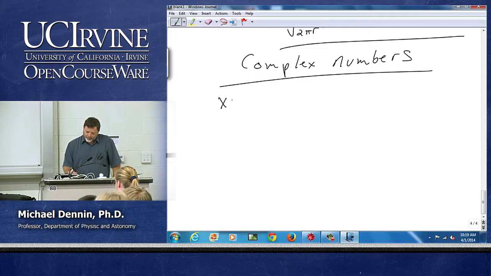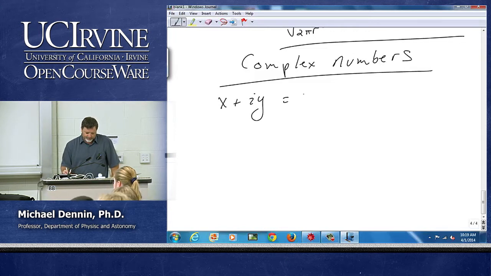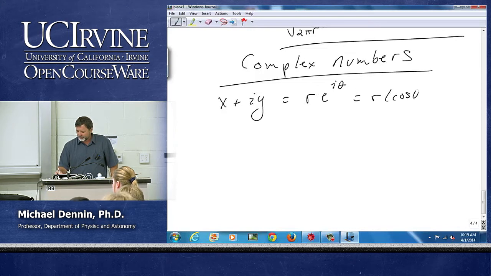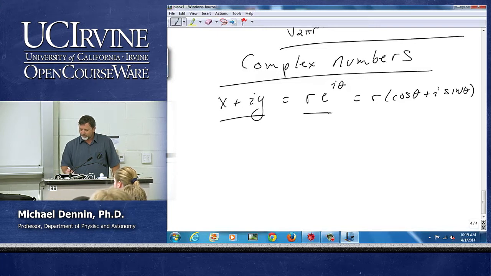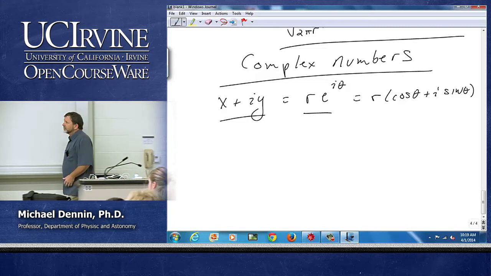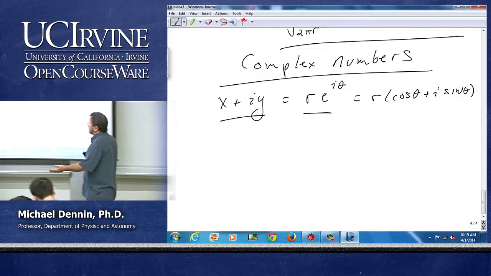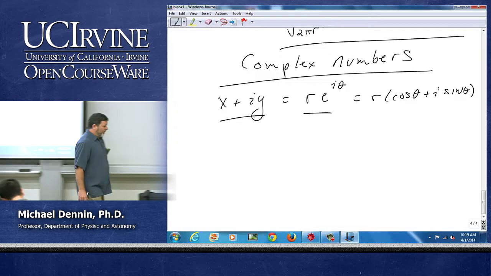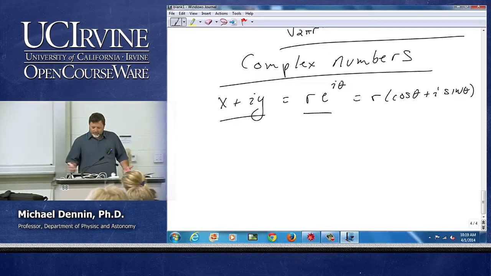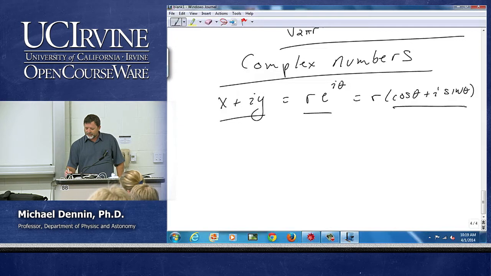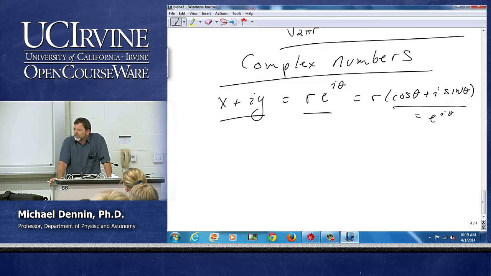Now, there is one key thing, the most important thing that you need to be able to do in physics: switch back and forth between Cartesian and polar notation. You have to be able to switch between x plus iy and r e to the i theta. And e to the i theta is cosine theta plus i sine theta. It's probably one of the most important relations to remember for your entire physics career. You use it more than you would like.